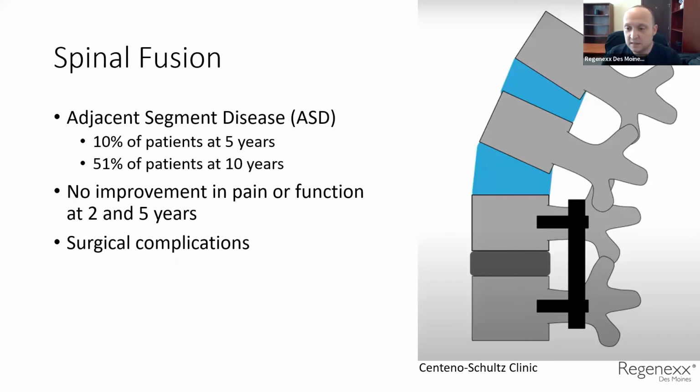And essentially, this is very common after spinal fusion. And the numbers are here as well. So 10% of patients with a lumbar fusion will develop adjacent segment disease at 5 years, and a little over 50% of patients will develop it at 10 years. So it's very, very common and something that we see in our clinic quite a bit.